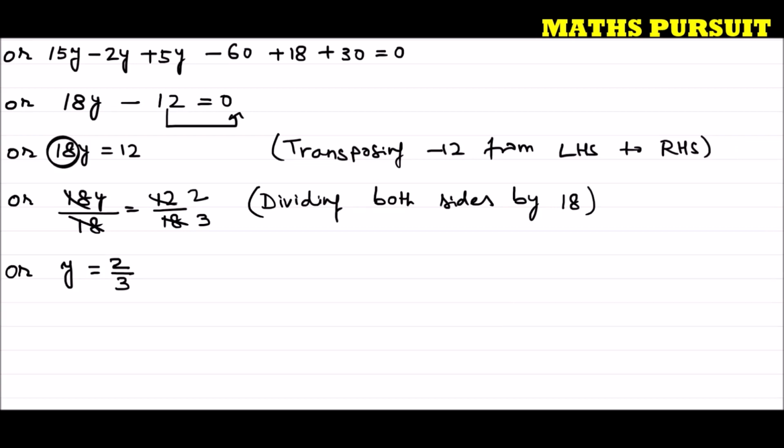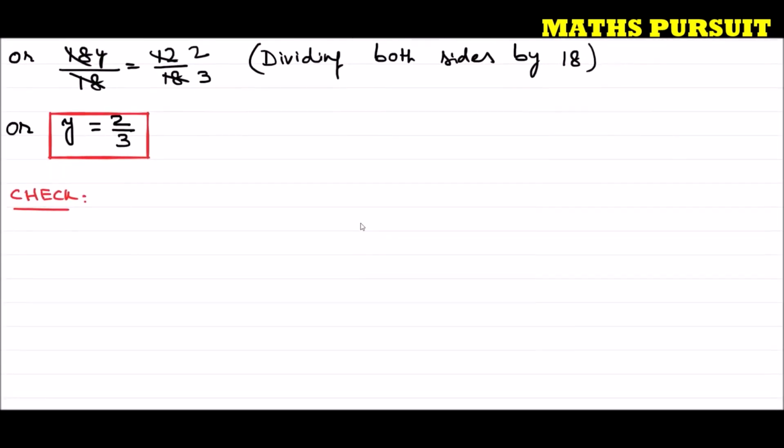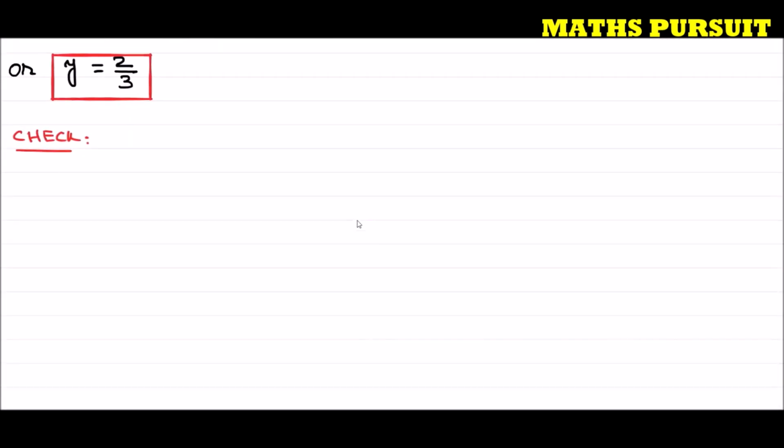We got the value of y as 2 upon 3. Now guys, let us check our answer. We got our answer as y is equal to 2 upon 3, but let us check whether this is correct or not. How to check our answer? In order to check our answer, let us rewrite the given equation once again.